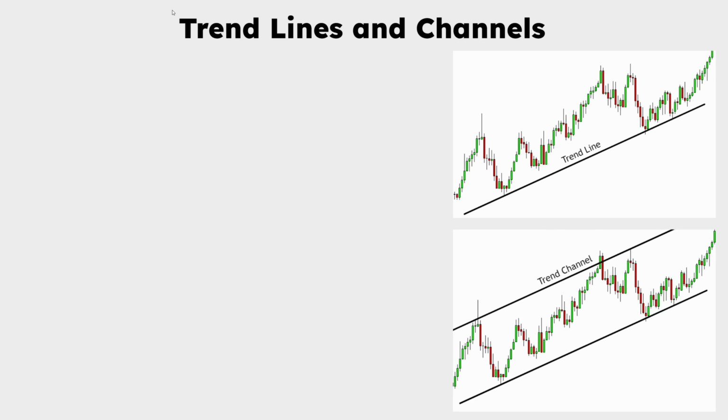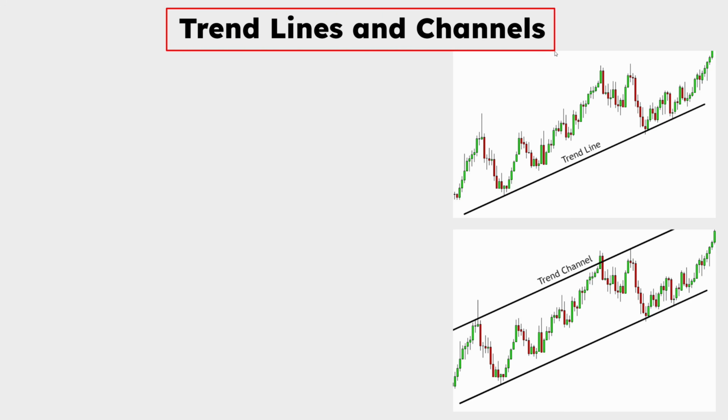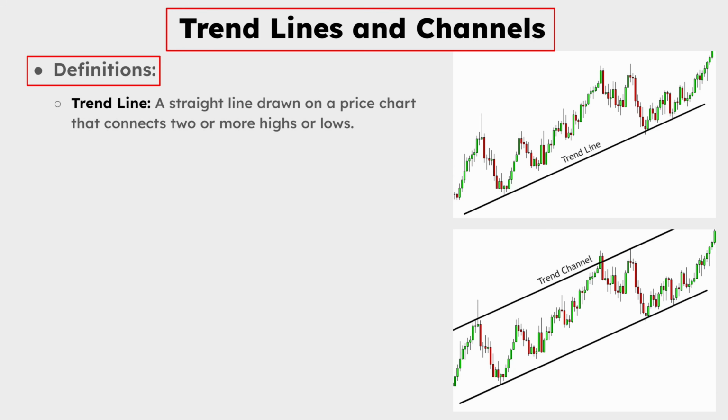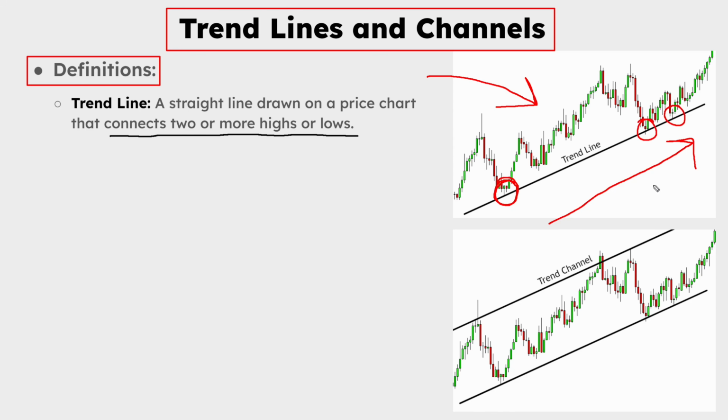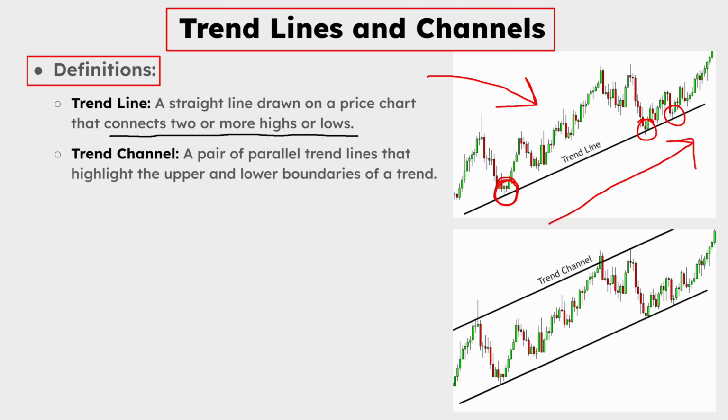Alright guys, so now we are finally ready to take a look at trend lines and trend channels. These are two very common but also important concepts in day trading. So first of all, let's take a look at the definitions here. A trend line is basically a straight line drawn on a price chart that connects two or more highs or lows. So for example, if you take a look at this image right here, we can see that the price is currently in an uptrend, and right here we have a trend line that connects 1, 2, and even 3 lows here.